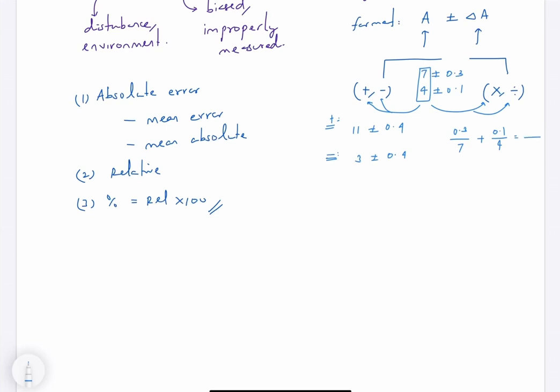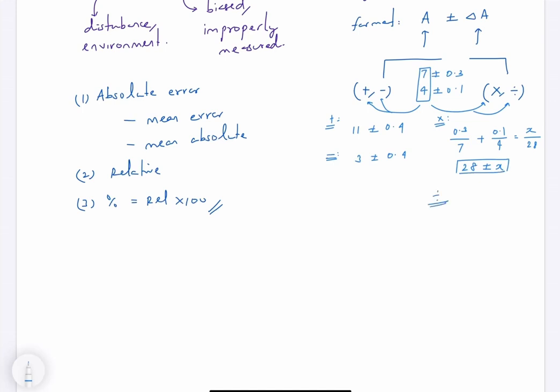Now you form according to the sign. If it's multiplication, what do you do? 7 into 4 is 28. Then you leave this column as x so that you find out this x, and you can write this as 28 plus or minus x in this format.